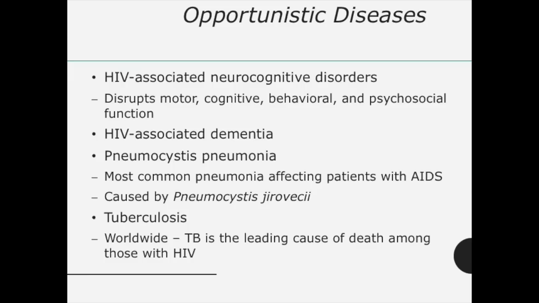So when we think about the opportunistic diseases, you think about the different neurocognitive disorders that may occur as a result of HIV that can disrupt your motor, cognitive, behavioral, or psychosocial functioning. You can have HIV-associated dementia, pneumocystis pneumonia. So the most common pneumonia affecting patients with AIDS is caused by Pneumocystis jirovecii. And then tuberculosis. So TB is actually the leading cause of death among those with HIV.